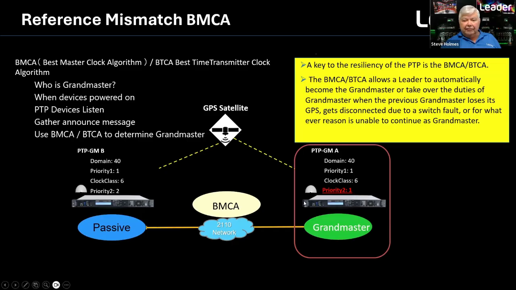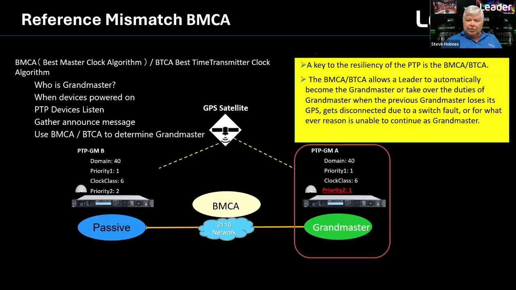And if you look here, priority 2 is a value of 1. And on the second generator, the priority 2 is a value of 2. And the lowest number wins. So in this case, the unit on the right became the actual grandmaster itself.